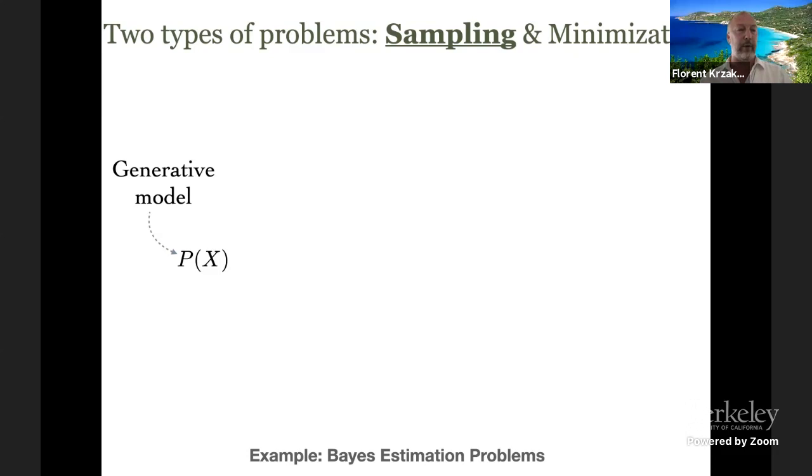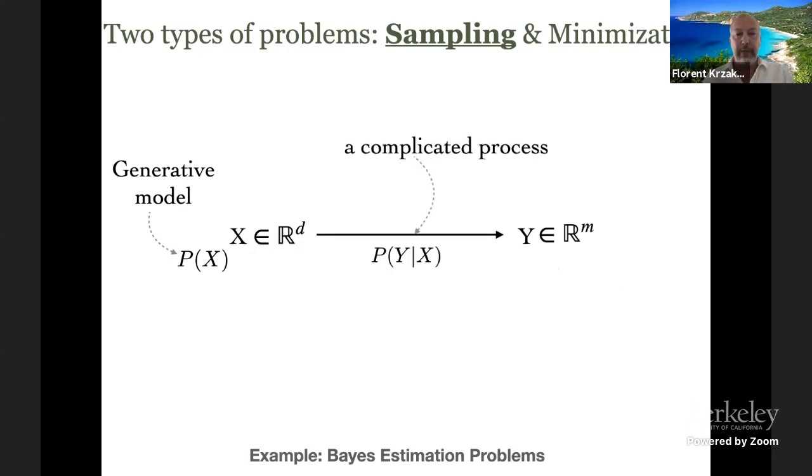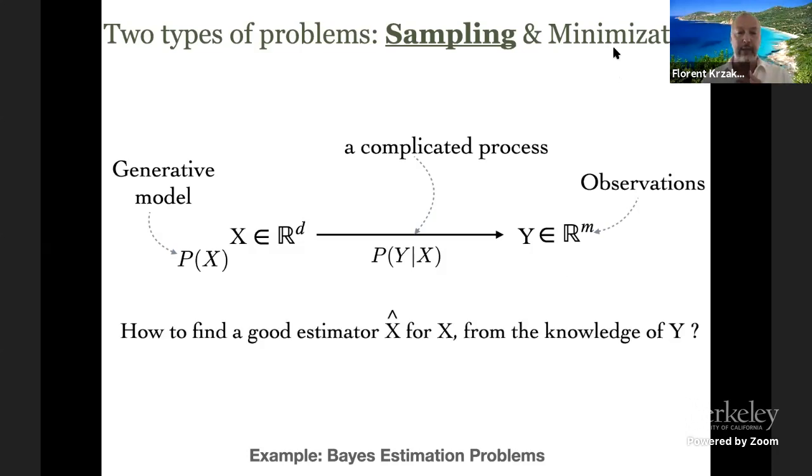So here is a type of problem that we are discussing. Let's say you have a generative model, a probabilistic model. So X is sampled from a distribution P of X that you know. For instance, it's a vector in d dimension, and then something complicated happens, and from x, you create y, which is, for instance, a vector in m dimension. Between the two, something complicated happens, but you have P of y given x, the conditional probability. Now y is your observation. You know the process, you know P of y given x. And the question is how to find a good estimator x hat for x. This is a standard setting of Bayesian estimation.